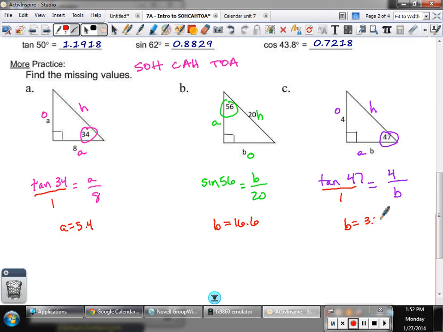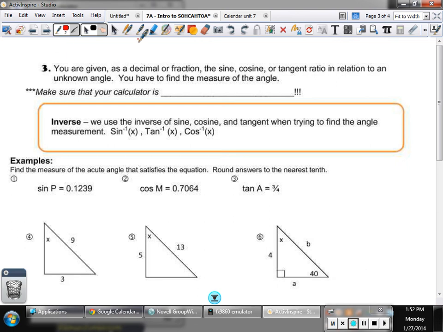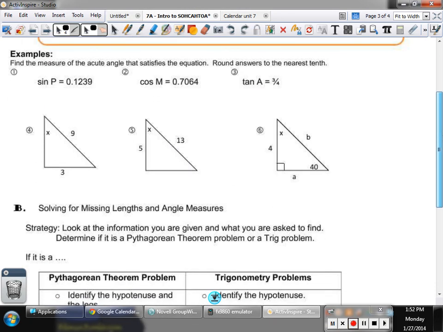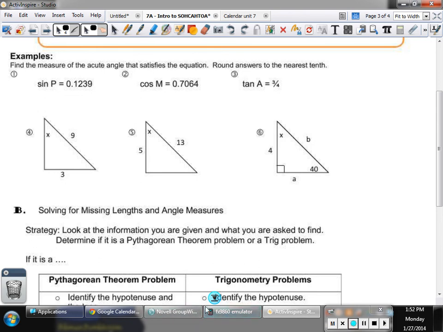And that's it. Okay. Let's take a look over here. You're given as a decimal or fraction the sine, cosine, or tangent ratio in relation to an unknown angle. You have to find the measure of the angle. Again, make sure that your calculator is in degree mode. Okay. Here we're going to use what's called the inverse function. You'll notice on your calculator the inverse function is above sine, cosine, and tangent in a different color depending on what kind of calculator you have. So you're going to use your shift or your second key here if you have a TI. But really, these are really quick and easy problems. You just have to know the ratios.